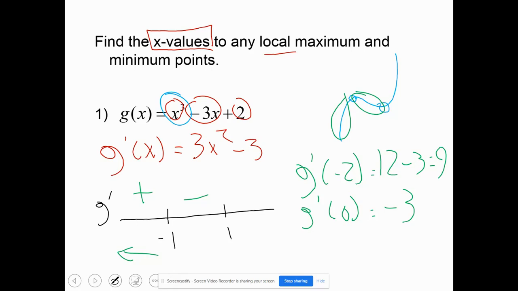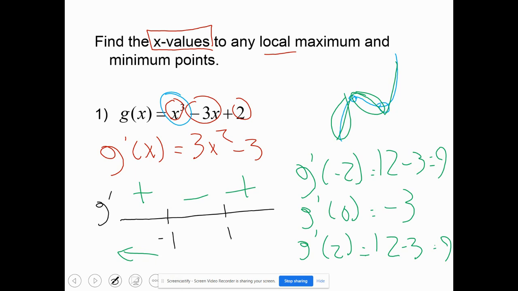Finally, numbers greater than 1, like 2. g prime of 2. If I plug 2 into my function, I'm going to have 2 squared is 4, times 3 gives me 12. Take away 3 gives me, I'm going to get 9 again. I'm going to get a positive slope back. So my graph did go uphill, downhill, uphill, like we expected to. Now let's write the answer.